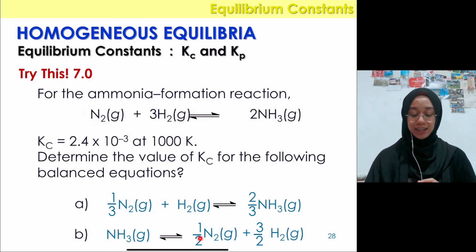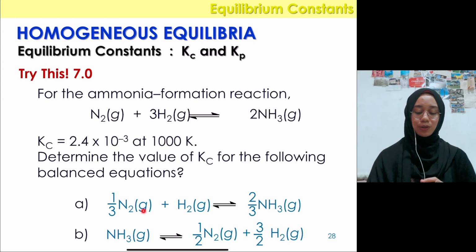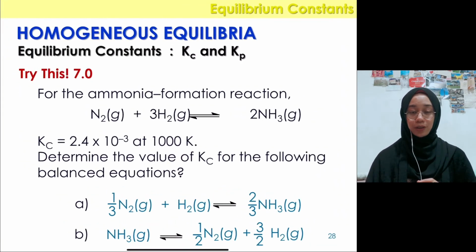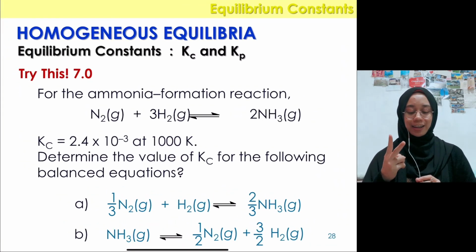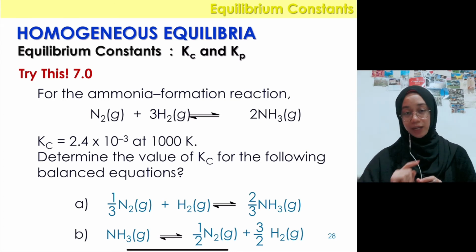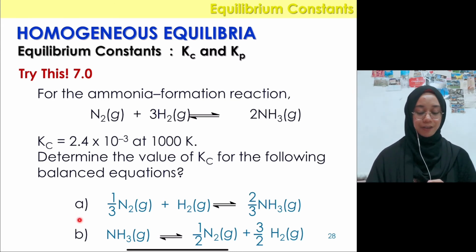Tapi the new factor dia sekarang ni adalah 1/2. Bermaksud the whole equation ni dia darab dengan 1/2. Tapi dia pergi flip kan. Okay, so good luck cari berapa value KC yang baru for both given equation here.